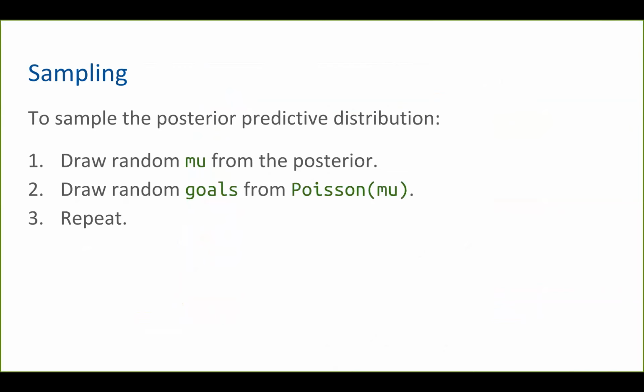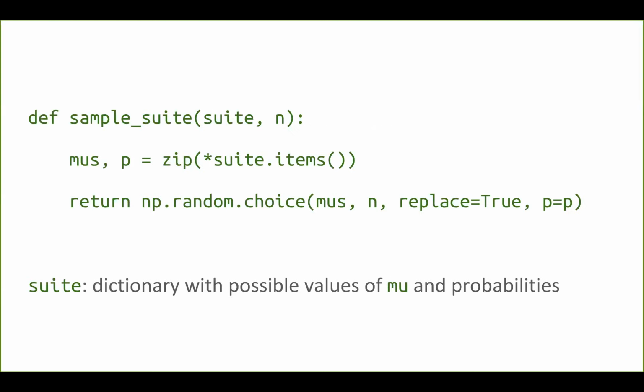I'm going to draw a random choice from the posterior distribution of mu. That tells me a hypothetical goal scoring rate, and then I use that as a parameter to a Poisson distribution to get a predicted number of goals for the next game. If I do that, say 1,000 times, I will get an estimate for the posterior predictive distribution of the number of goals. Here's how I do that.